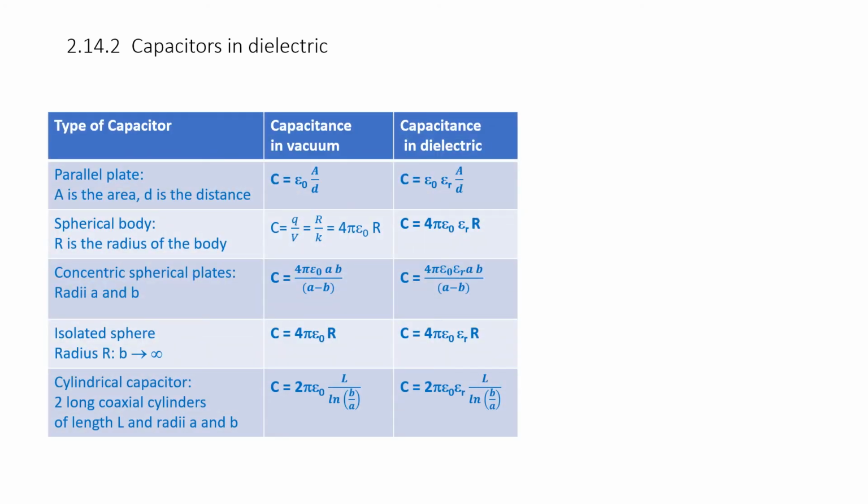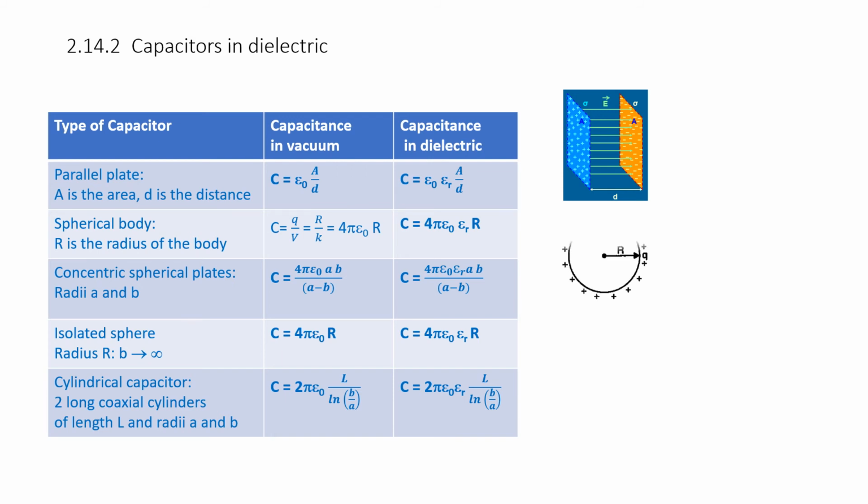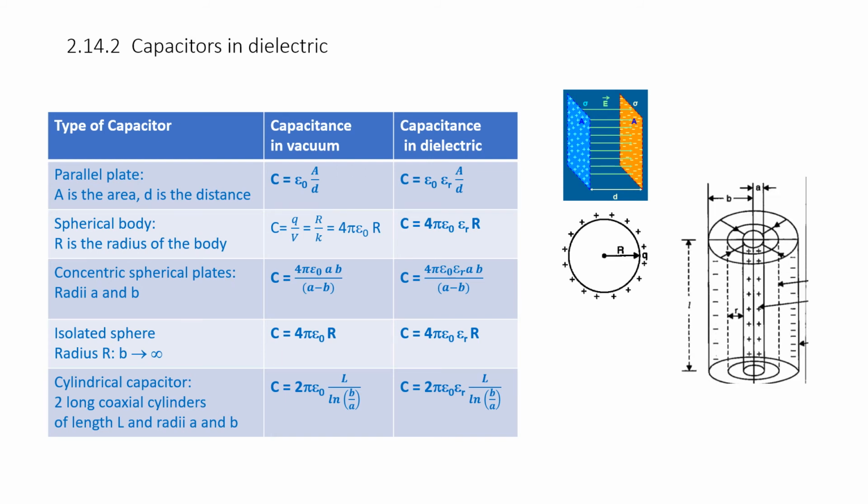Capacitors in dielectric. We have different types of capacitors: parallel plate capacitors, spherical body capacitors, concentric spherical plates, isolated spheres, and cylindrical capacitors. Different shapes of these combinations are given on the right hand side.